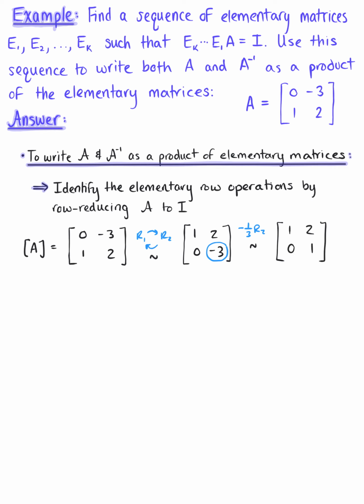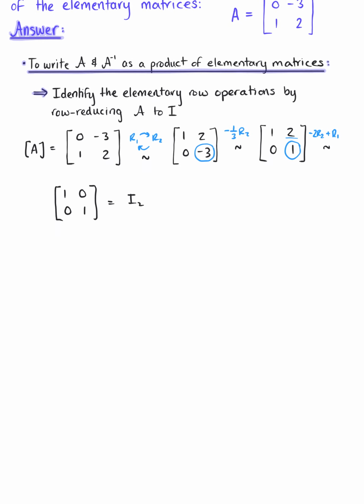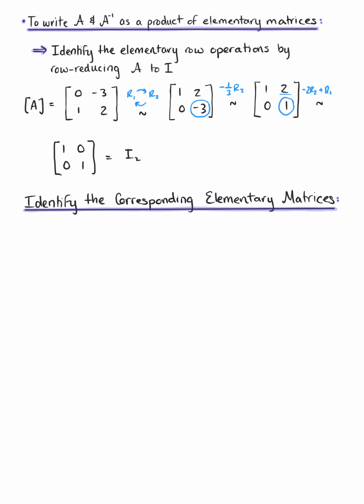And last but not least, again looking at our second pivot, to eliminate the entry above it, we're going to do -2 times the second row plus the first row, which leaves us with the matrix 1, 0, 0, 1. Or in other words, the 2 by 2 identity matrix. Woohoo! So looking at these row operations, we can now identify their corresponding elementary matrices.